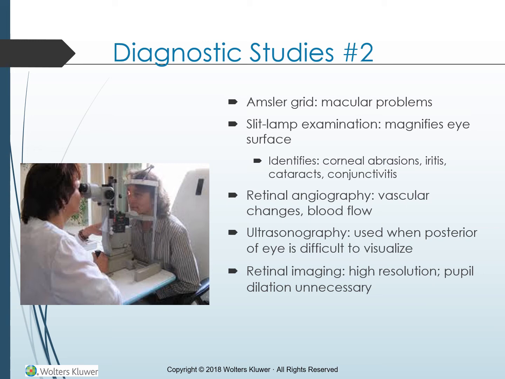Slit lamp examination. A slit lamp is a binocular microscope that magnifies the surface of the eye. A beam of light, narrowed to a slit, is directed at the cornea, facilitating an examination of structures and fluid in the anterior segment of the eye. This examination is used to identify disorders such as corneal abrasions, iritis, conjunctivitis, and cataracts.